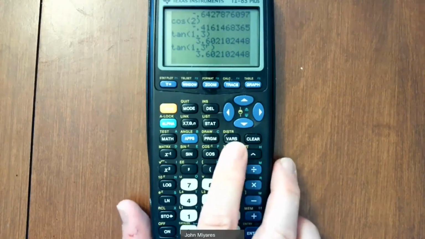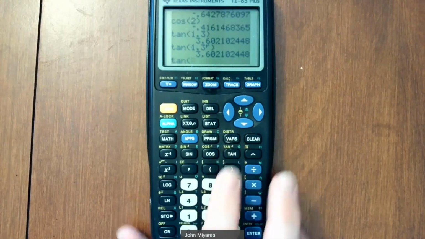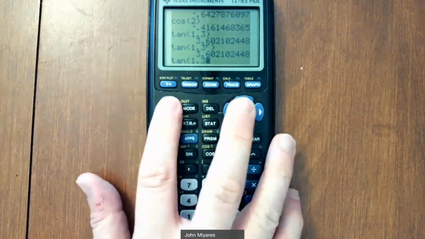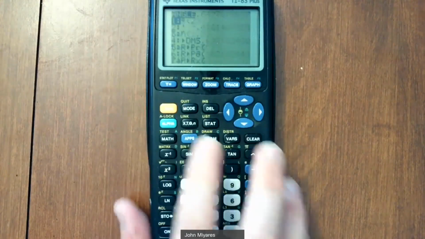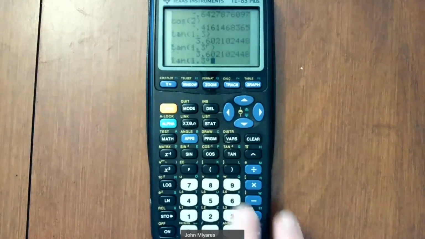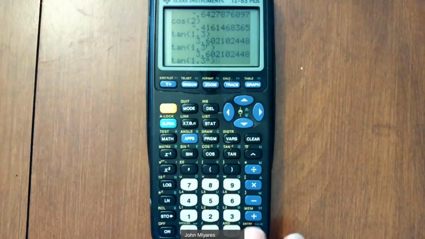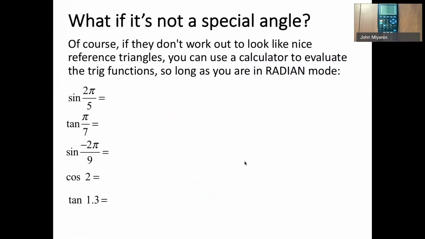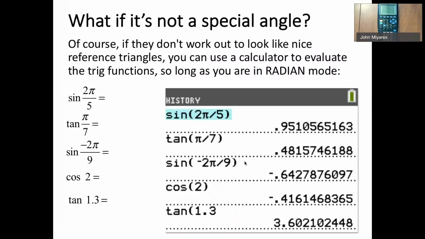I can also, again, reminder, use that value in the angle menu to force it to do degrees if I wanted. So I'll hit second function apps, and I can choose a little degree sign, and even though I'm in radian mode, it's going to compute the tangent of 1.3 degrees. So here's what these values come out as. So we can use this information to answer our questions like so.